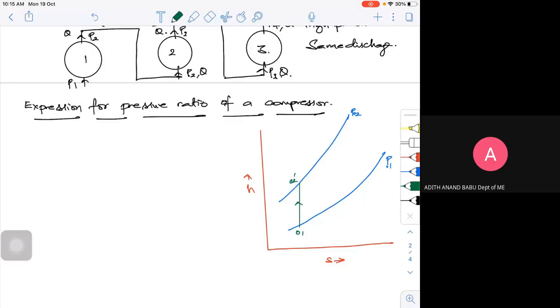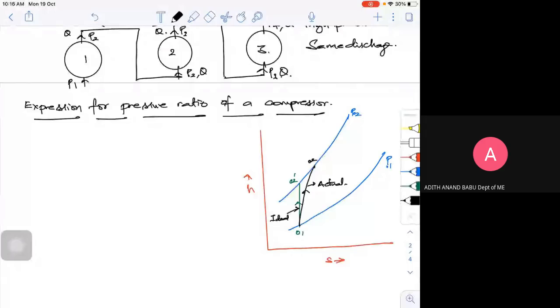No, there is an actual one. The actual one is always a curved one to the right-hand side, which will be slightly bigger than your ideal one. So this is my P02. This is the ideal one, or we call it isentropic, and this is my actual. So this is for a single stage what I have shown.